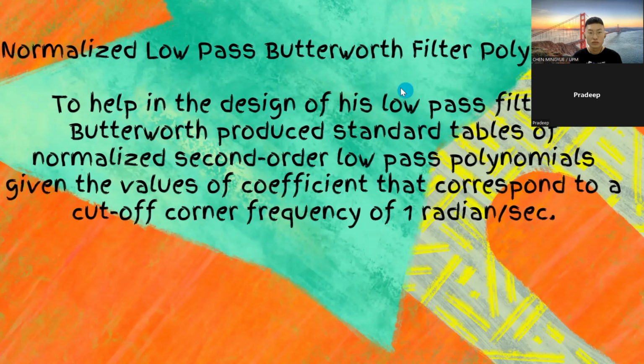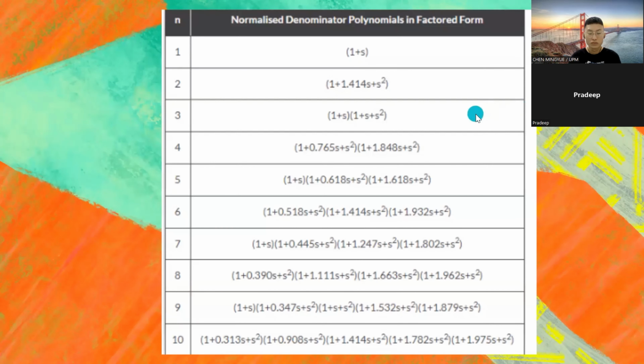Right now, I'll be talking about normalized low-pass Butterworth filter polynomials. To help in the design of low-pass filters, the scientist and engineer himself, Mr. Butterworth, produced standard tables of normalized second-order low-pass polynomials, giving the values of coefficients that correspond to a cutoff corner frequency of 1 radian per second. So in this slide, you can see the table over here. I think you can refer to the table to understand what I'm trying to explain.